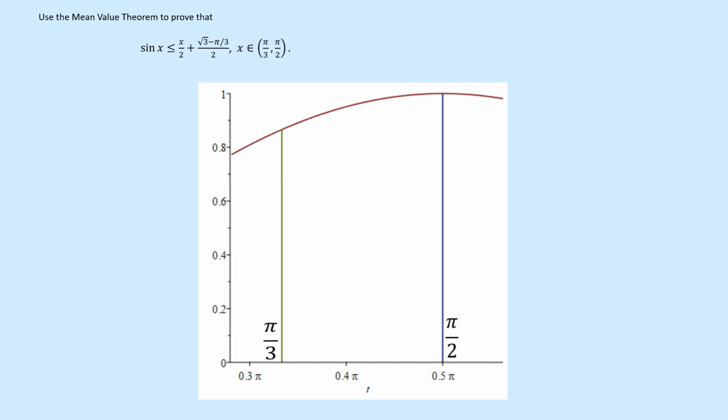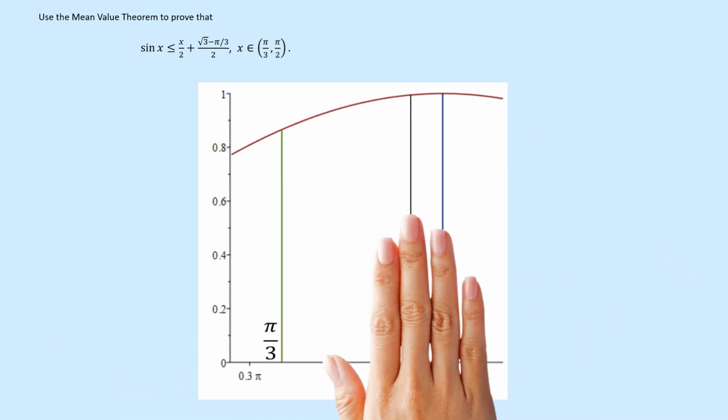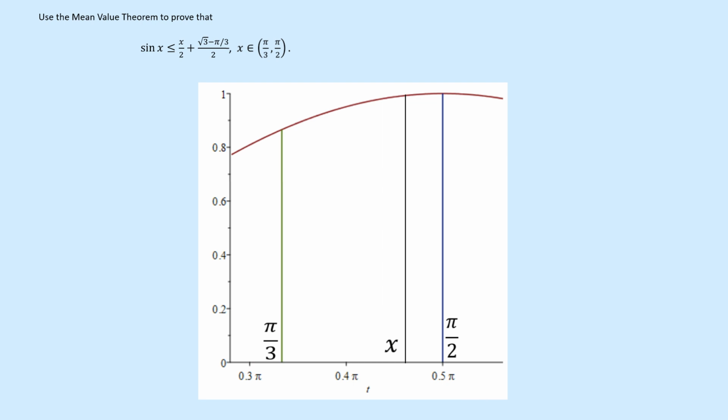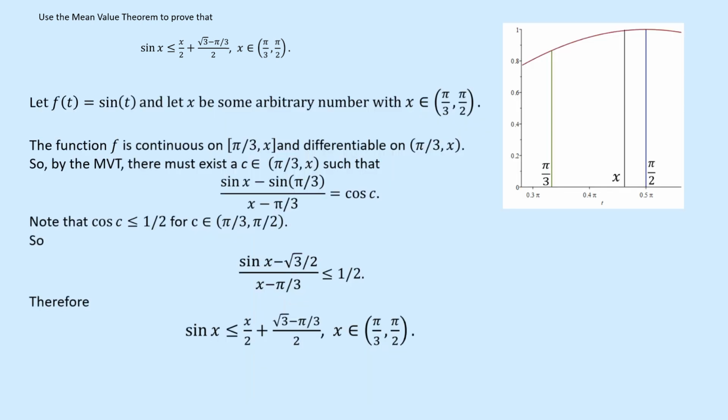Now what we want to consider the mean value theorem over is between pi on 3, which is the lower bit, up to this point, a point x, where x is going to be somewhere between the two vertical lines. So that's what the mean value theorem is going to apply to, rather than what our first thoughts were. So it's a little bit tricky, this.